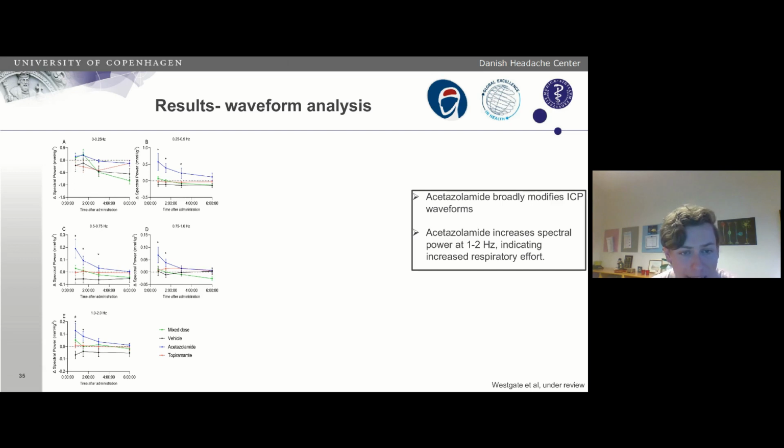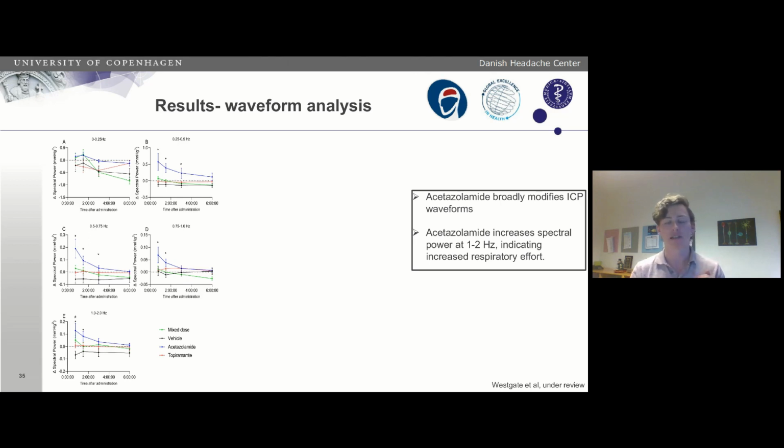We cannot allocate functionality to some of these waveforms between 1/4 to 1 hertz. We just don't have the information to say what they mean. But in the 1 to 2 hertz range, this is the respiratory range of the rats. And what we see here is that acetazolamide and the acetazolamide topiramate mixture increases the waveform amplitude here, i.e.